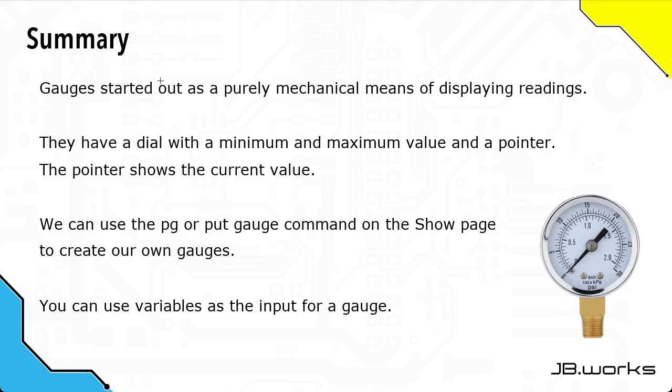Okay, to summarize, gauges started out as purely mechanical means of displaying readings, and that was basically because they were invented over 100 years ago and computers and electronics didn't exist. And so all gauges have a minimum value and a maximum value and a pointer, which is this here, and the pointer shows the current value. And on the JackBord with the show page, we can actually create our own gauges. And furthermore, you can use variables to be the input values for those gauges.